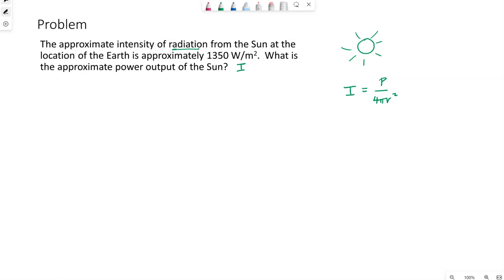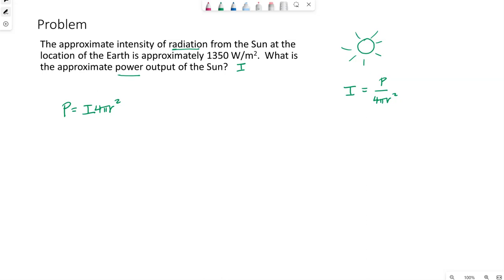R is something we're going to need to figure out in order to calculate the power, just to find this approximate power of the sun. But to do that, we need to know R. So the problem itself is telling us this approximate intensity from the sun at the location of Earth.